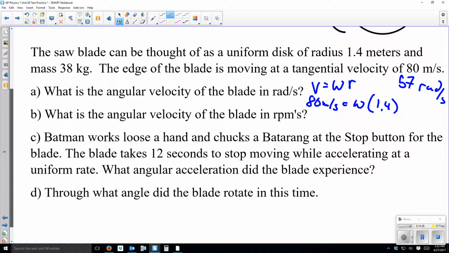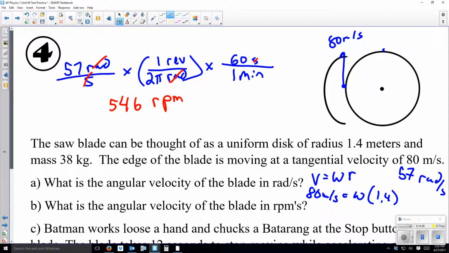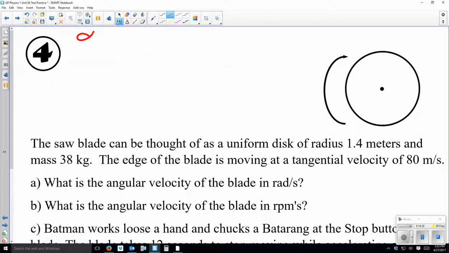So, angular acceleration is a change in angular velocity over a change in time. So it tells us that the change of time was 12 seconds. It took 12 seconds for it to slow down. And I needed to go from the angular velocity, which we said was 57, to 0. So we have a final of 0 minus the initial of 57 radians per second. And if we do that, it should end up being negative 4.76 radians per second squared.